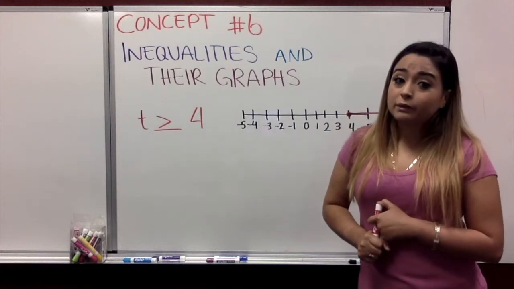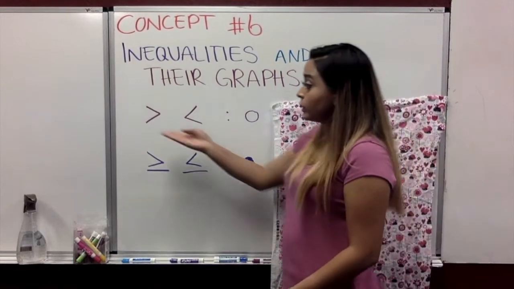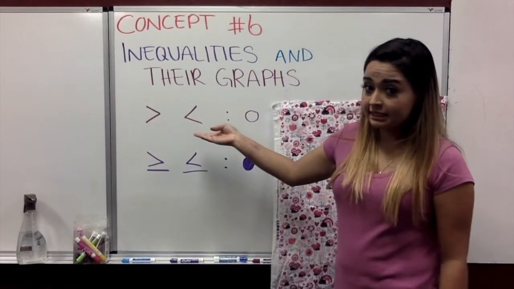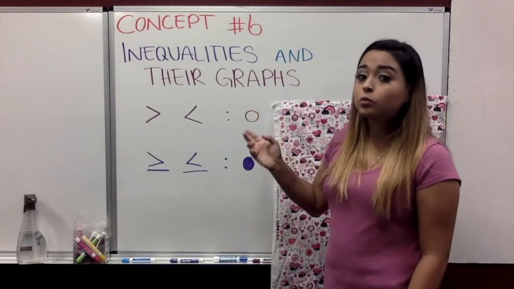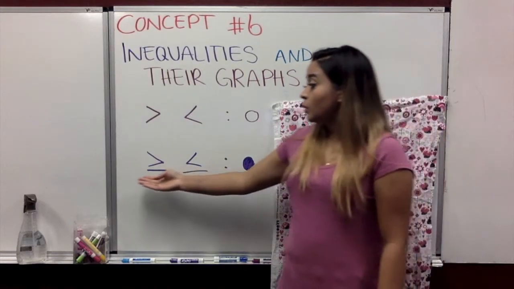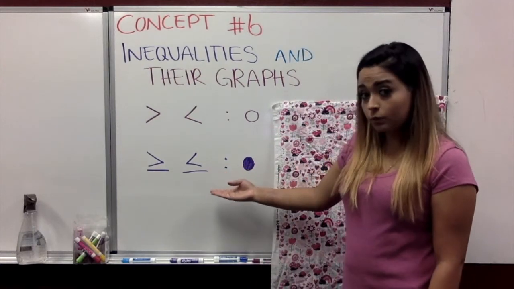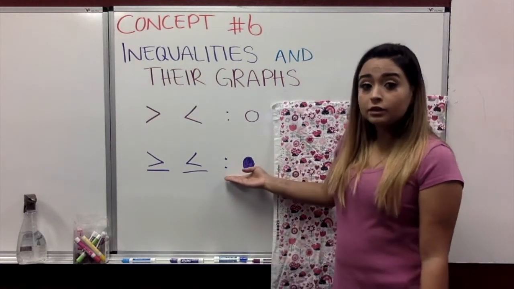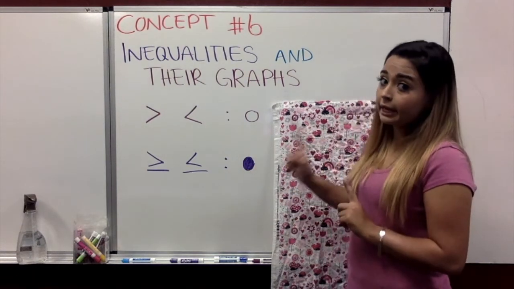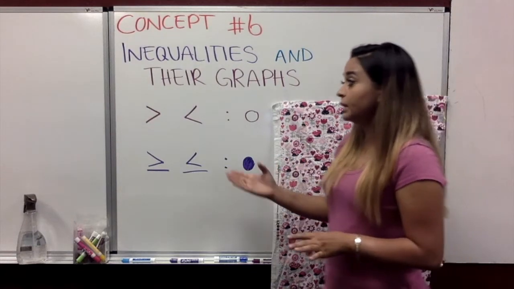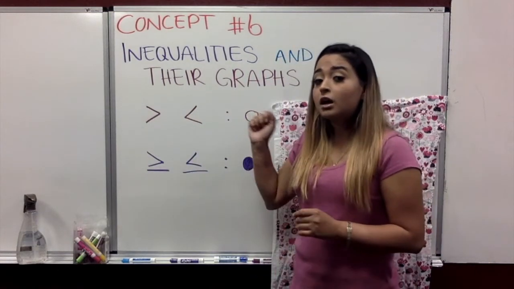Let's do a quick review and go in with your assignment. So things to remember. When you have a greater than or less than sign, our point will be a circle. It will not be solid. When we have a greater than or equal to or less than or equal to symbol, our dot will be solid. So keep an eye out for that. And also, depending on where our symbol is facing, whether it's greater than or less than, our arrows will be pointing accordingly.